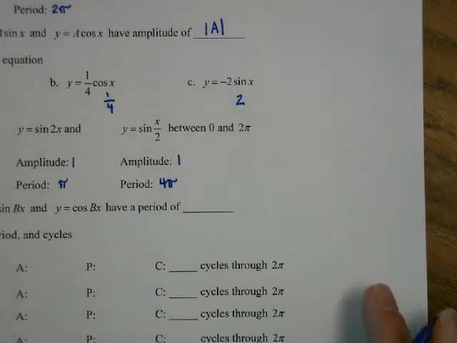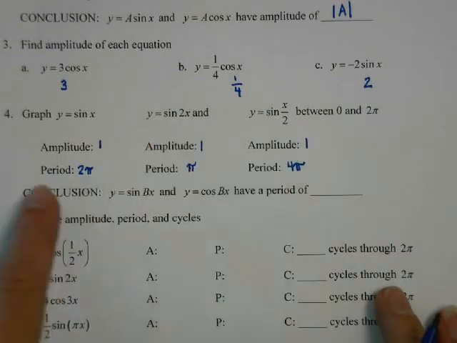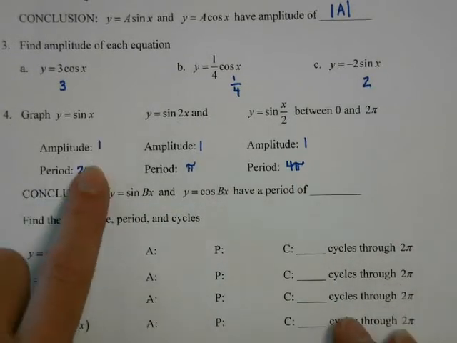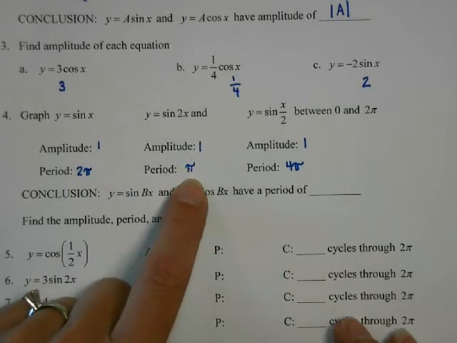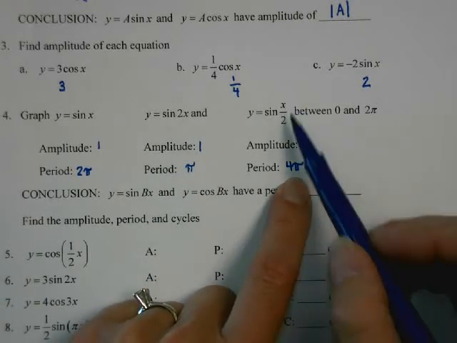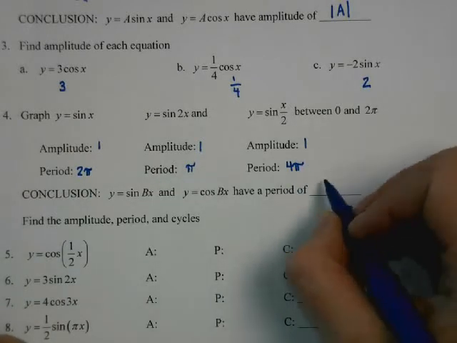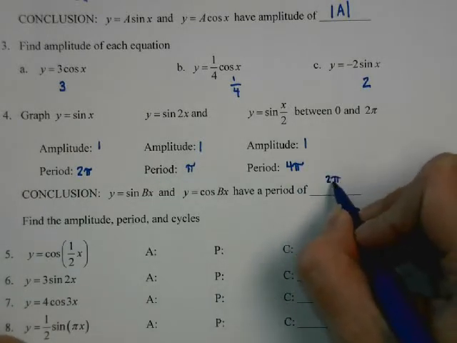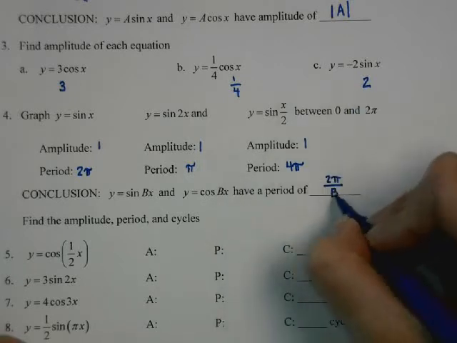So let's look at the relationship between that number in front of the x and what our period is. So sine x has a period of 2 pi. Sine 2x has a period of pi, so it's half of it. Here it's double. So the way we calculate these, it's going to have a period of 2 pi divided by whatever that number in front is. So 2 pi divided by b.